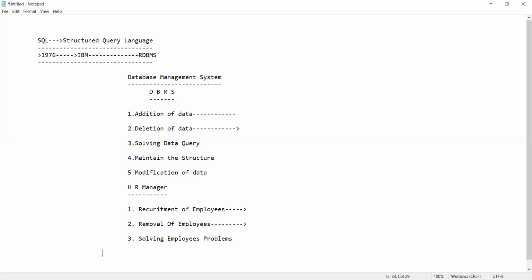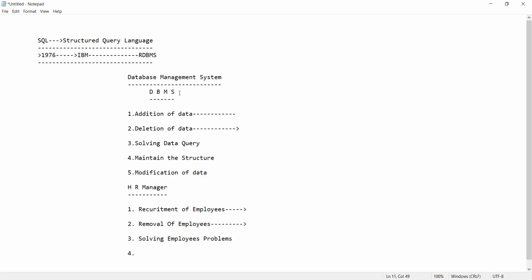And then you have the next one: maintaining the structure. Maintaining the data structure, maintaining the database, maintaining the structure of the database. Everything is the task of the database management system.